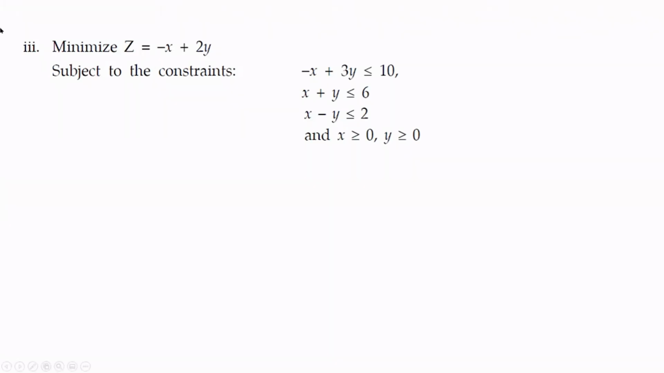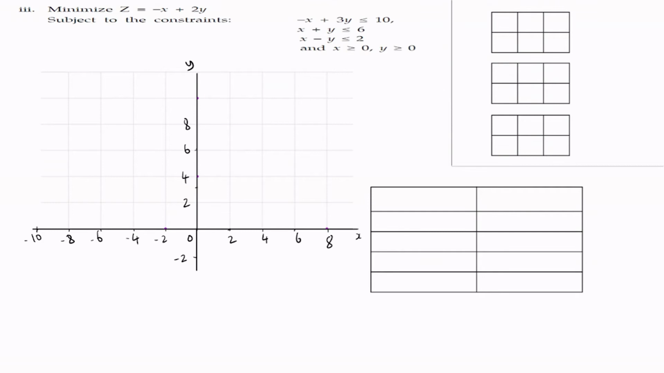Now moving on to the next question. Minimize z is equal to minus x plus 2y subject to the constraints minus x plus 3y less than or equal to 10, x plus y less than or equal to 6, x minus y less than or equal to 2, and the non-negative constraints x greater than or equal to 0 and y greater than or equal to 0. So on a graph sheet, draw the x-axis, y-axis and plot the point and choose an appropriate scale.